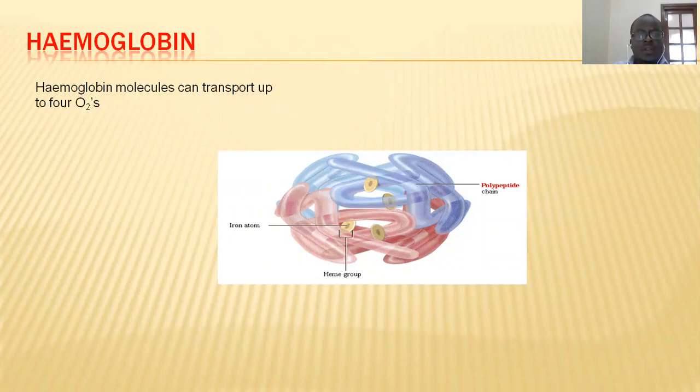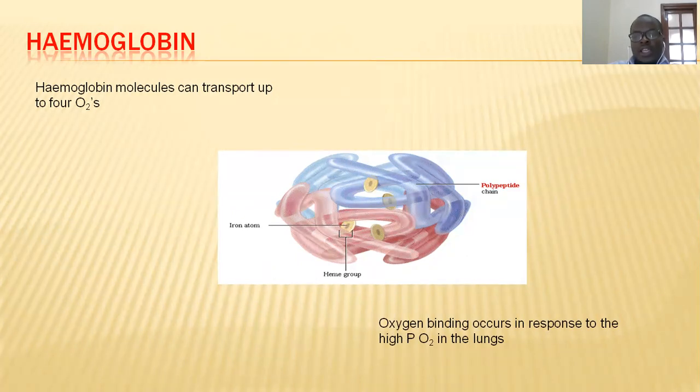A bit of information on the hemoglobin. The hemoglobin molecules can transport up to 4 oxygen molecules. So you have the hemoglobin that can combine up to a maximum of 4 oxygen molecules, meaning that you have 4 heme groups. Each heme group can combine with only 1 oxygen. This oxygen binding occurs in response to the high partial pressure in the lungs. So what do I mean?